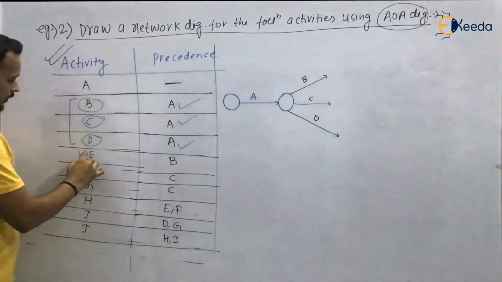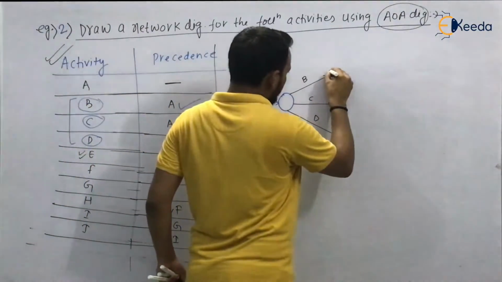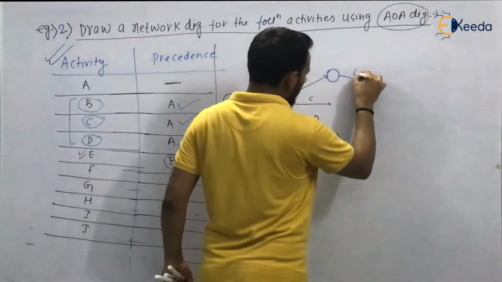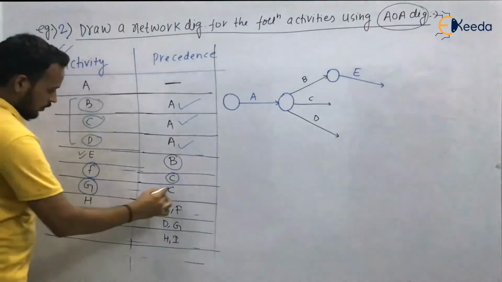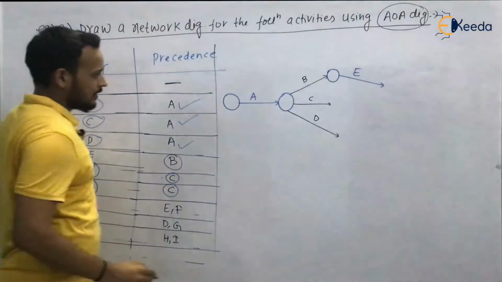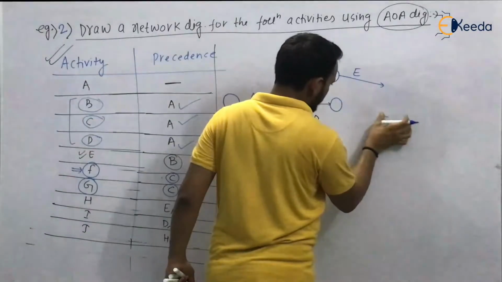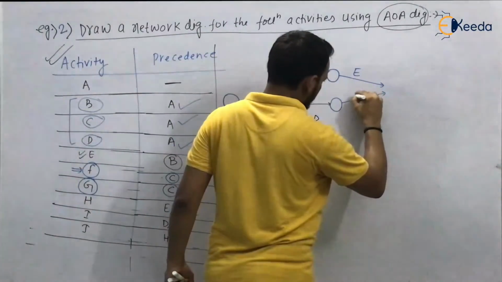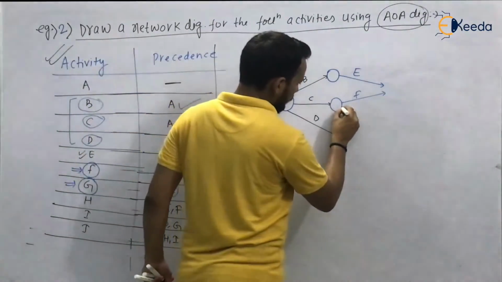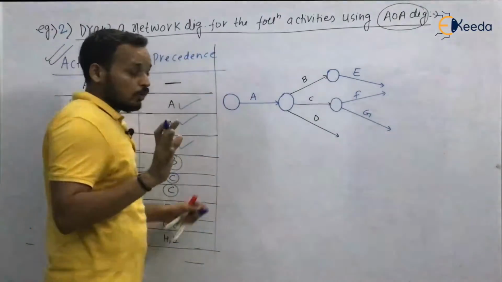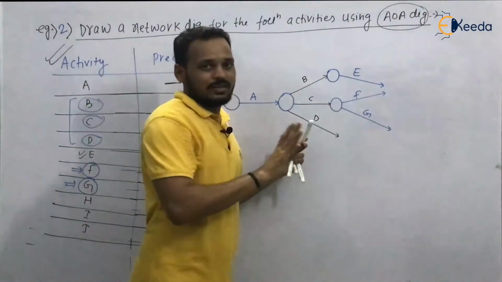Now look at E. The precedence is B. This is activity E. Now F, the precedence is C, and for G also the precedence is C. For activity F, the precedence is C, and for activity G, the precedence is again C. You have to look at the rules also: there is no loop formation, there is no common head and tail event. So in this network diagram, everything is correct till now.